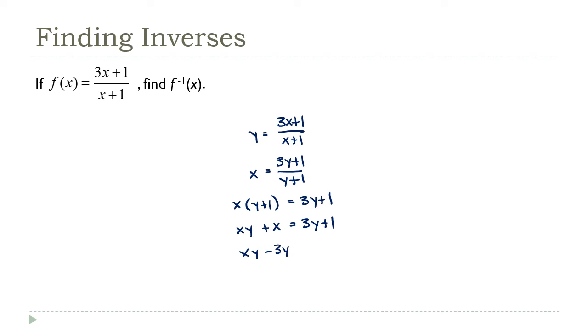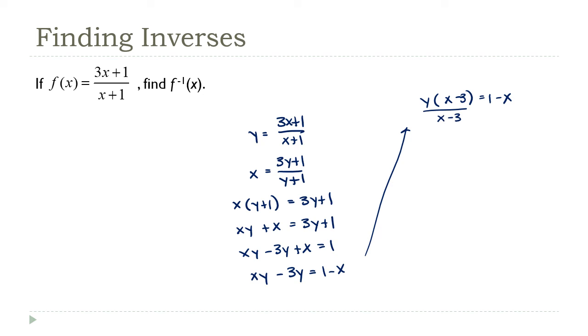Xy minus 3y plus x equals 1. And everything that does not have a y needs to get out of the way. Go over to the other side. So I'm going to subtract that x. Xy minus 3y equals 1 minus x. Now we're almost there. Two more steps. Factor y out of that left-hand side. Y times x minus 3 equals 1 minus x. And now let's divide by x minus 3. And I get y equals 1 minus x over x minus 3.